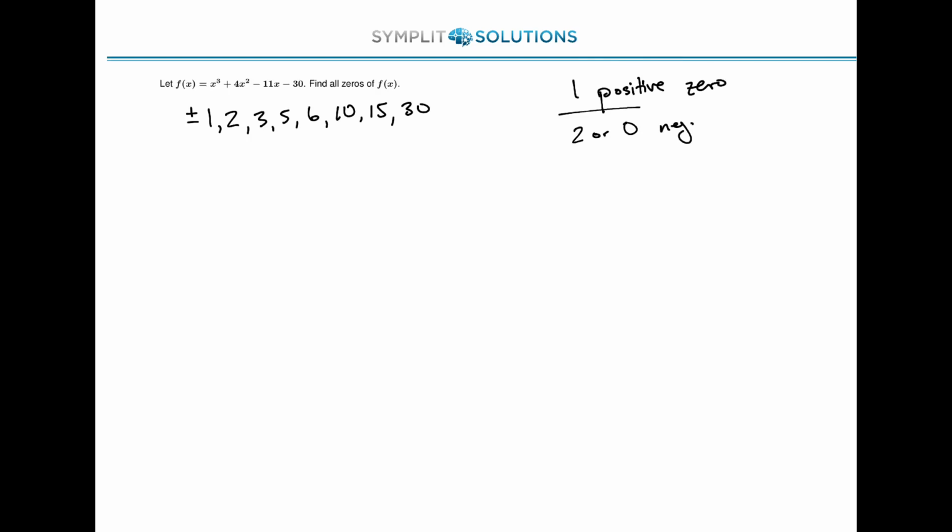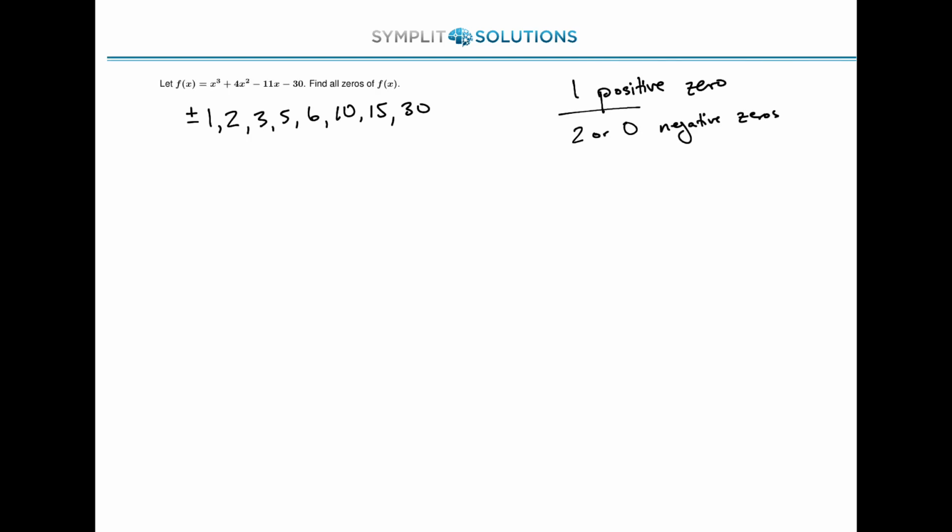So for this polynomial, using the Rational Zeros Theorem, we found that our possible rational zeros for this function are plus or minus 1, 2, 3, 5, 6, 10, 15, and 30. And then using Descartes' Rule of Signs, we know that there's one positive zero, and then we know that there's either 2 or 0 negative zeros.